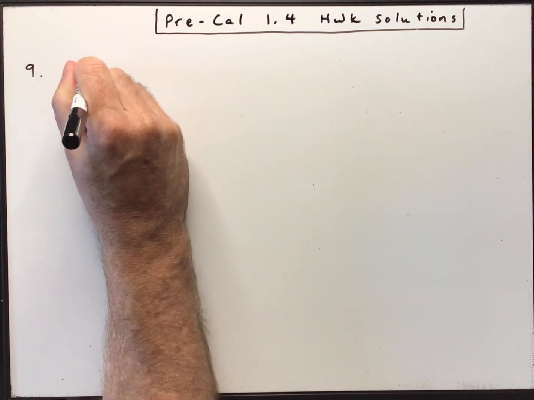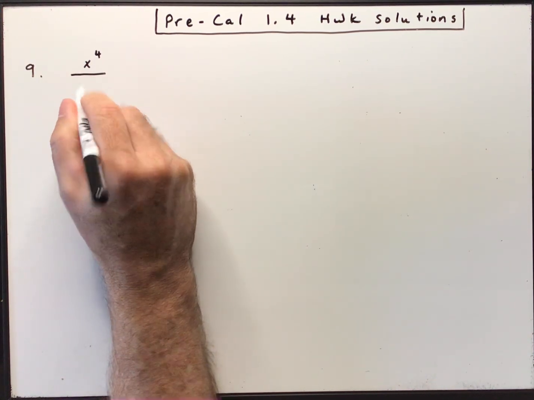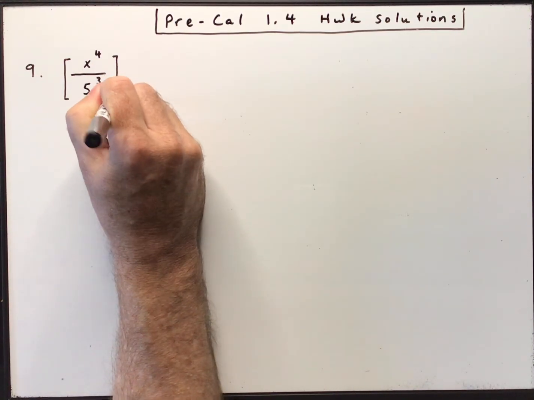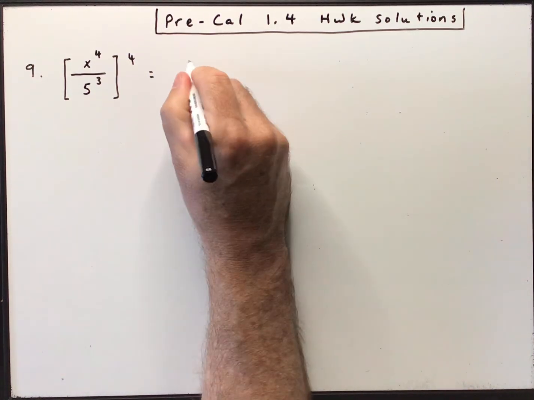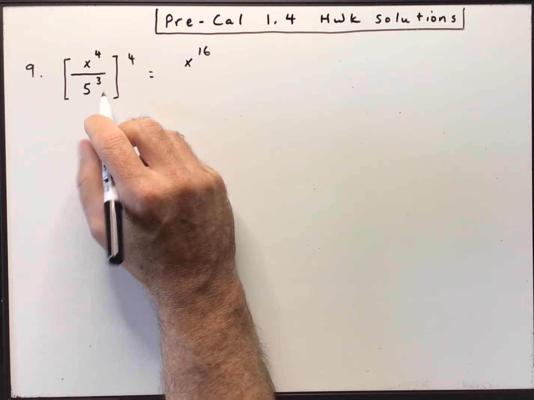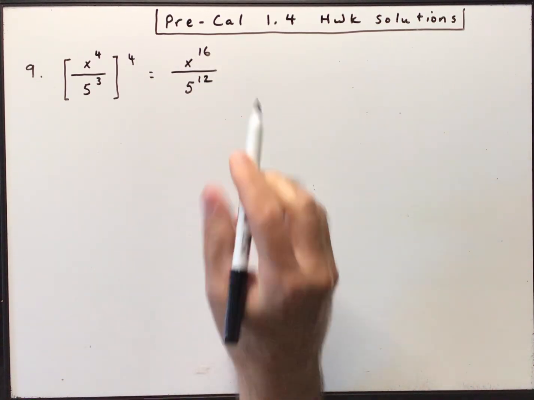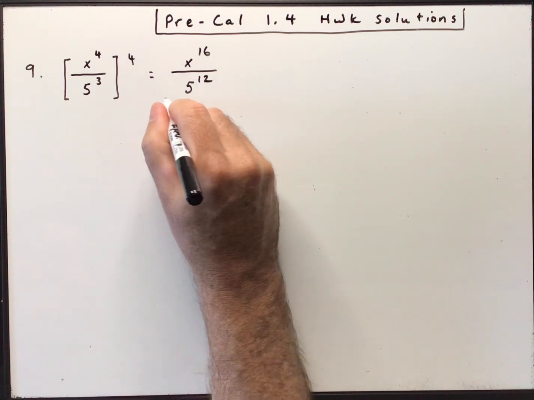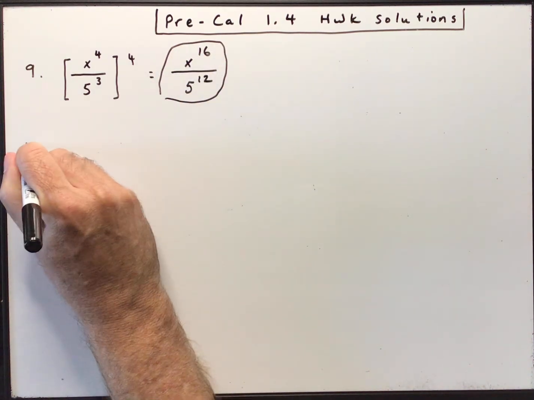So I've got x to the 4th over 5 to the 3rd, all to the 4th power. Okay, so x to the 4th, that's going to be x to the 16th. And 5 to the 3rd to the 4th is going to be 5 to the 12th. And I don't expect you to put 5 to the 12th in your calculator. It's a huge number. This is completely fine on a test to just go with that. You don't have any negative exponents, so that is fine.